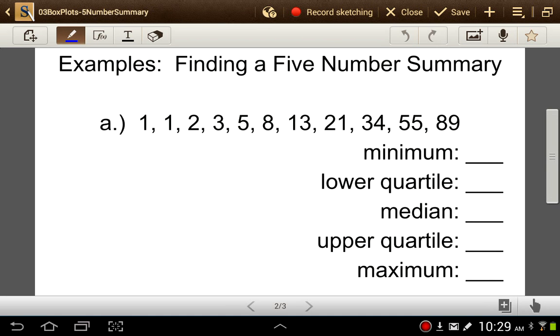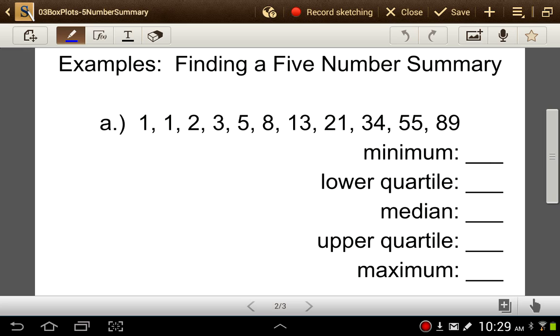Okay, our first example of finding a 5-number summary is, here's my raw data. So you have numbers, like with mean, median, mode, you just had raw data. And here's the 5-number summary. You need to find the minimum, the lower quartile, the median, the upper quartile, and the maximum. Those are the 5 numbers that you need to find.